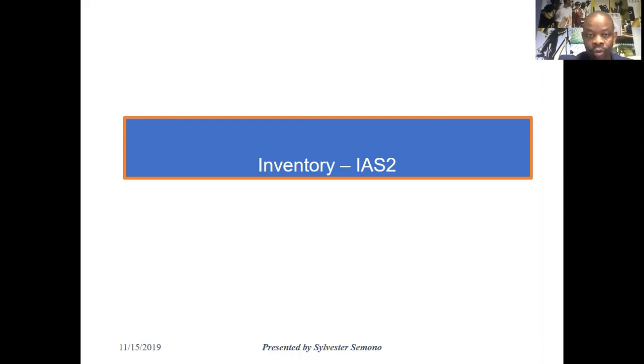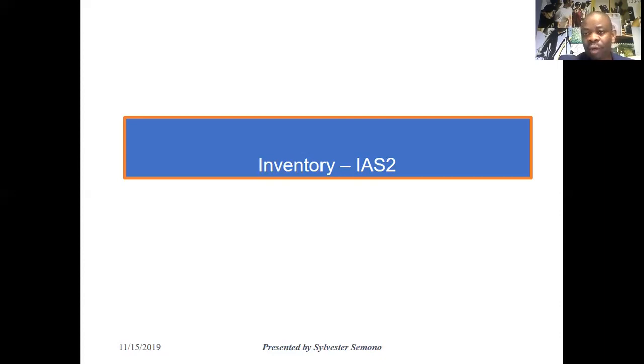Let's quickly go through inventory, IAS 2. This standard is very much important. And yes, you still have to know the basics from the undergraduate or maybe from the first year or second year. Obviously, you need to understand that inventory is part of the financial statements, and inventory is recorded under the current assets in the statement of financial position.